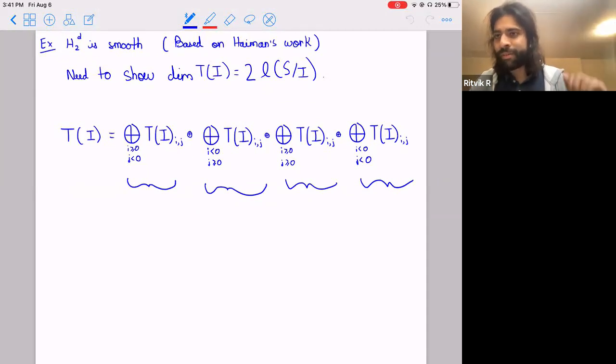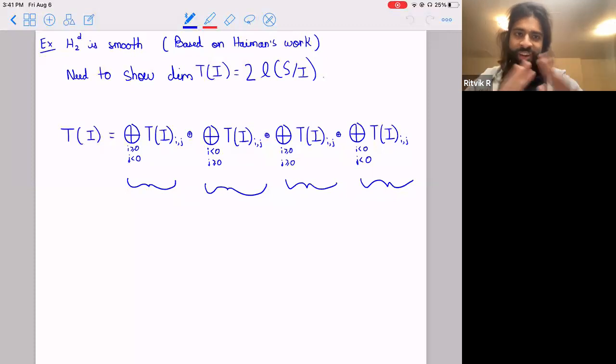Haiman needed this for certain combinatorial reasons, and he gave an explicit proof of the smoothness by giving a certain bijection between tangent vectors. Okay. And this is sort of an interpretation of his argument, but in terms of these boxes and then taking complements by shifting, not in terms of the arrows you've seen. So you can decompose the tangent space into four pieces, depending on whether the index is positive or negative.